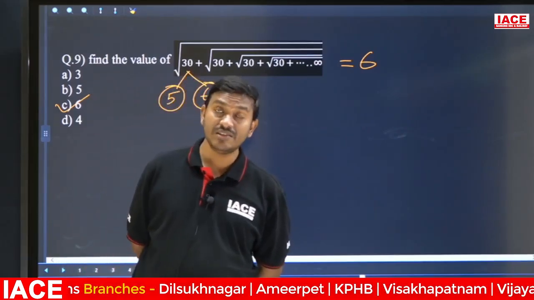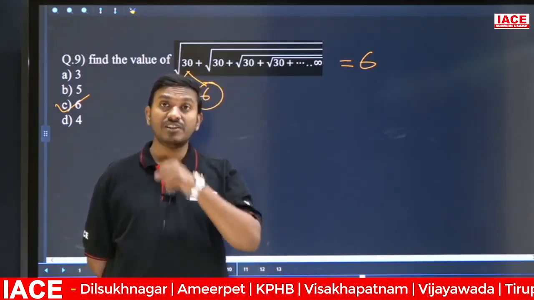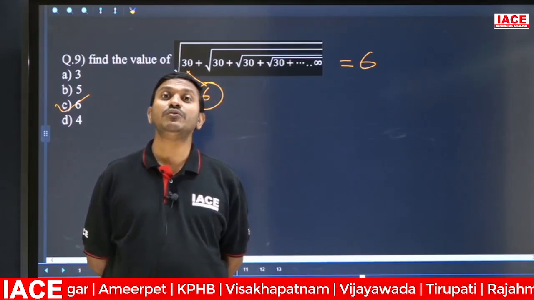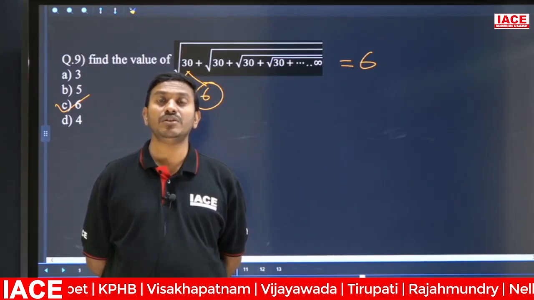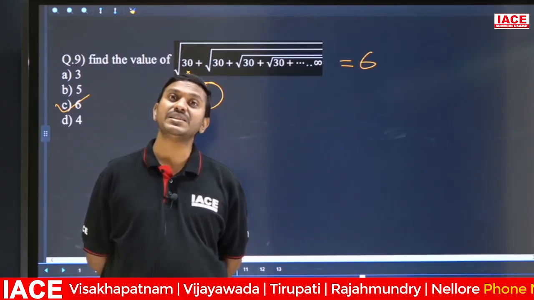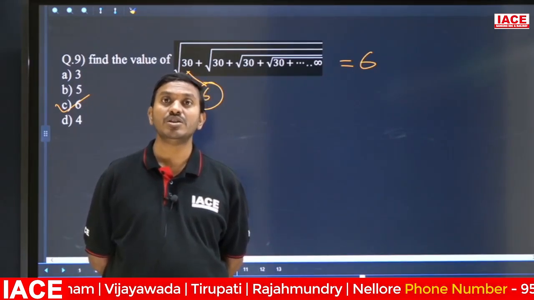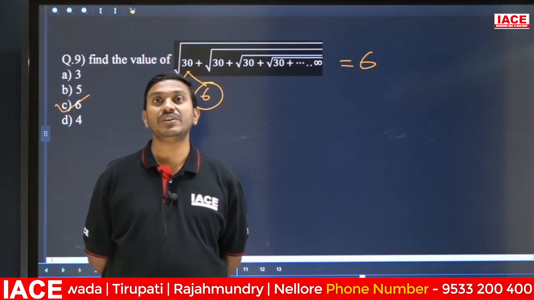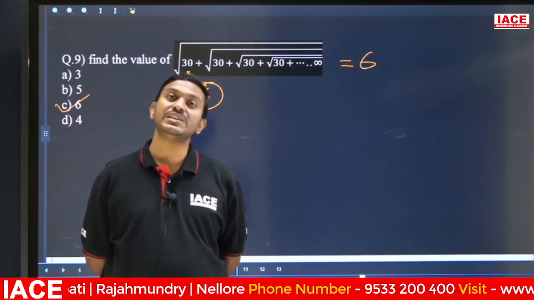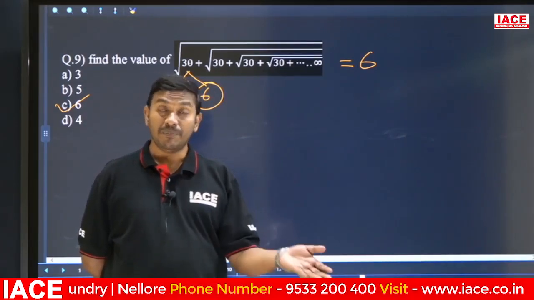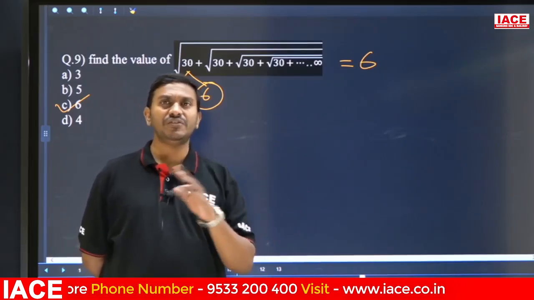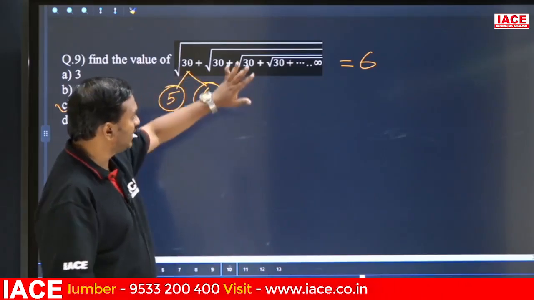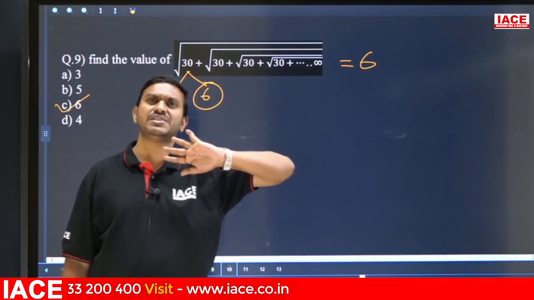Then we discussed formulas. Square root of 4a plus b square plus b by 2, that is the formula we learned. Square root of 4a plus b square plus b by 2, and it is minus b by 2 in the other case. Plus and minus, different formulas we discussed, right? The first and the basic question is given.